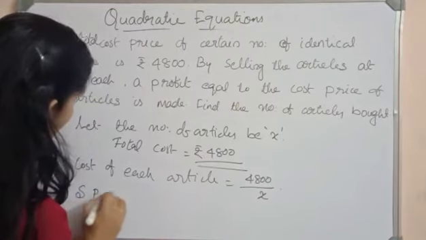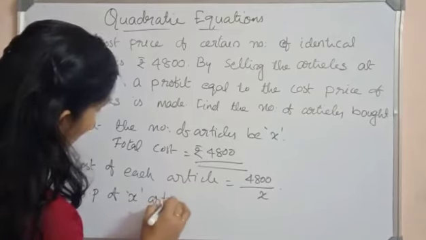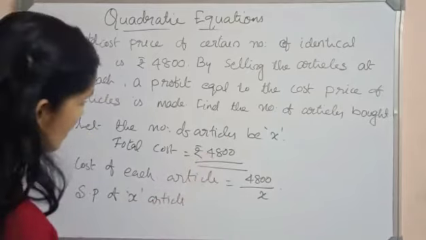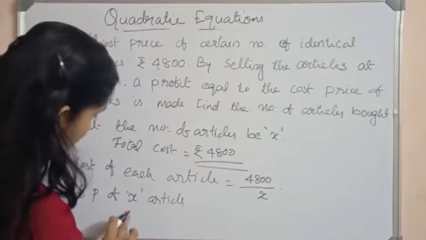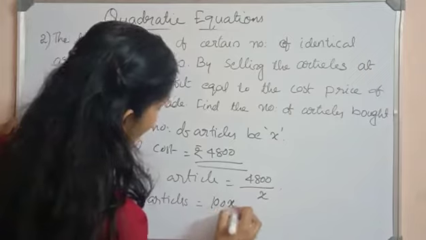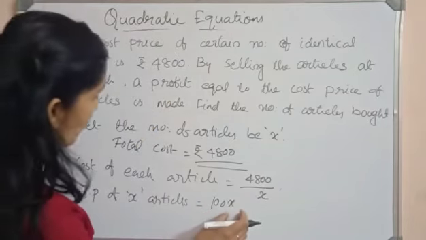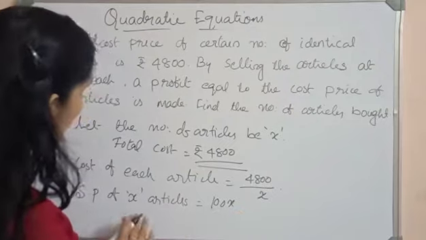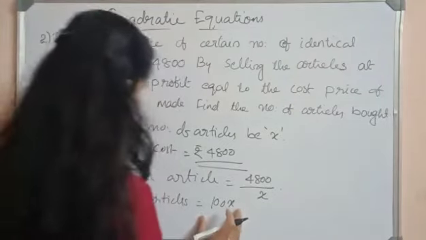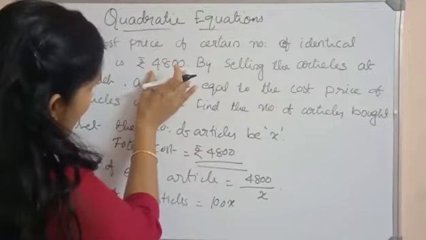Selling price of x articles. Total number of articles here is given as x. Therefore, the selling price of x articles is equal to 100 into x, since the selling price of one article is 100 and we have x number of articles. Therefore, the total selling price is 100x and the total cost price is 4,800.